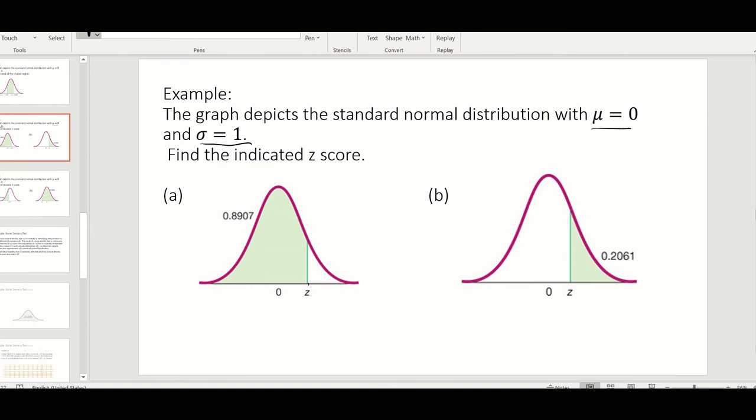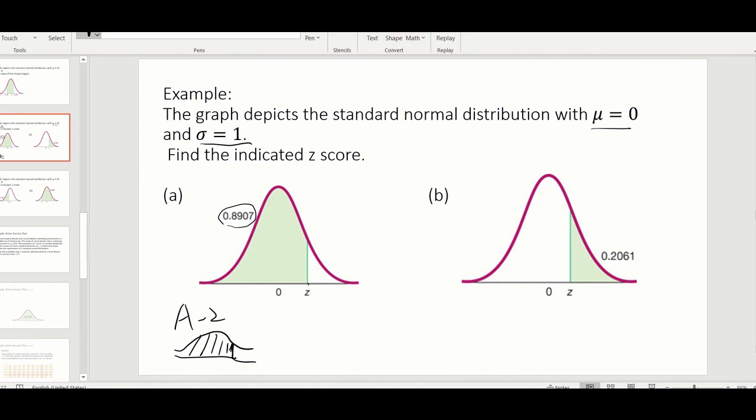Okay, so still I'm going to show two ways. One way is to use the A2 table. One way is to use the Statcrunch. To use the A2 table, we know what's shown on the A2 table is the area to the left of the z-score, right? Here we know the area to the left of the z-score is 0.8907. So what we're going to do is find the area of 0.8907 and then find the corresponding z-score.